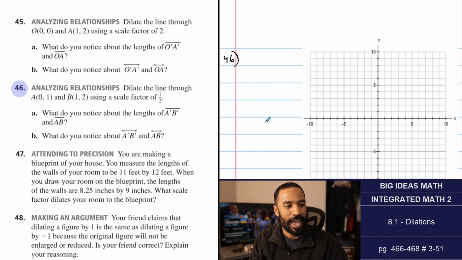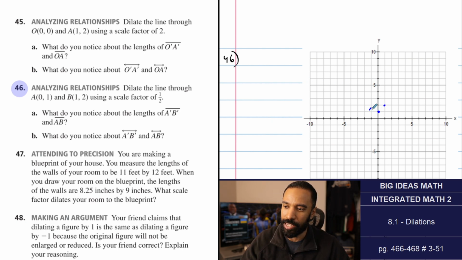Dilate the line through A at 0, 1 and B at 1, 2. Here's A, here's B. Now there's a line that goes through here, right? I'm going to just leave it. Using a scale factor of 1/2. Okay, well this is going to be pretty small. So here's A in and of itself, and here's B.